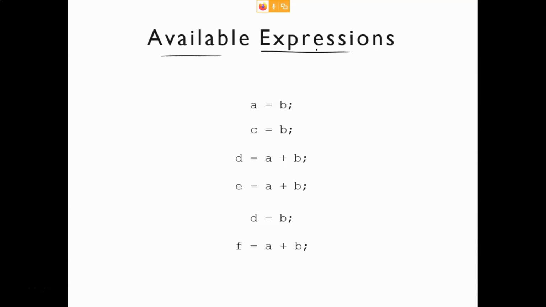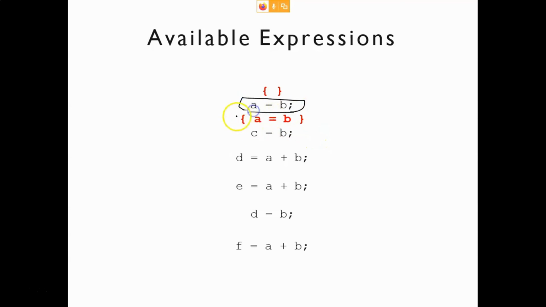So let's see the available expressions. On this example, remember, I am not going to do the common subexpression elimination. I am going to perform the available expression analysis, and using that analysis, I can apply many code optimization algorithms like CSE and copy propagation. Initially nothing is available. You can see initially this is your set of available expressions. After this statement, this is your set of available expressions, a = b.